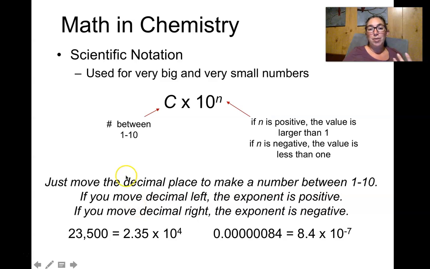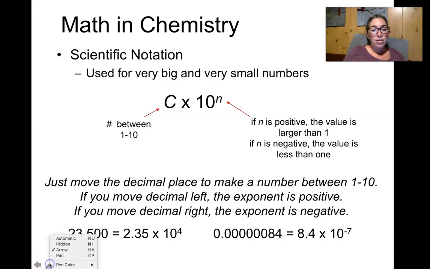If you're moving the decimal place to the left, then that means that the exponent is going to be positive. It means you have a large number. If you move the decimal to the right, it means that the exponent is going to be negative because you have a very small number. So let's do just a couple of examples here.